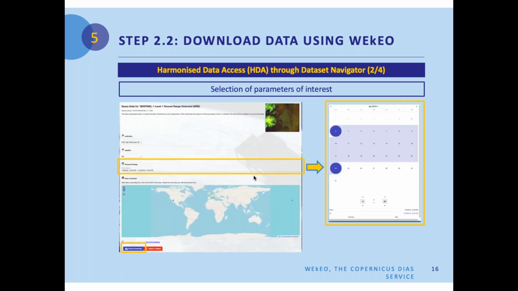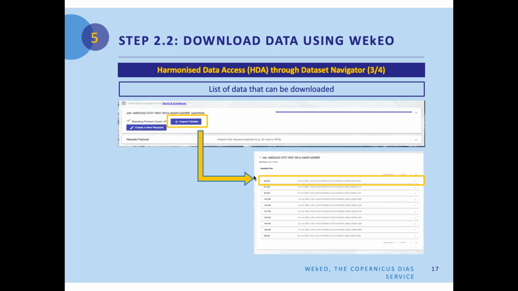So for example, let's say here I submitted the download, okay? And then I have this result. So I can see the product count. I think it's 200, I don't know, it's 27 something. So I can see the details. And the details show a list of data to download. And these are zip files.